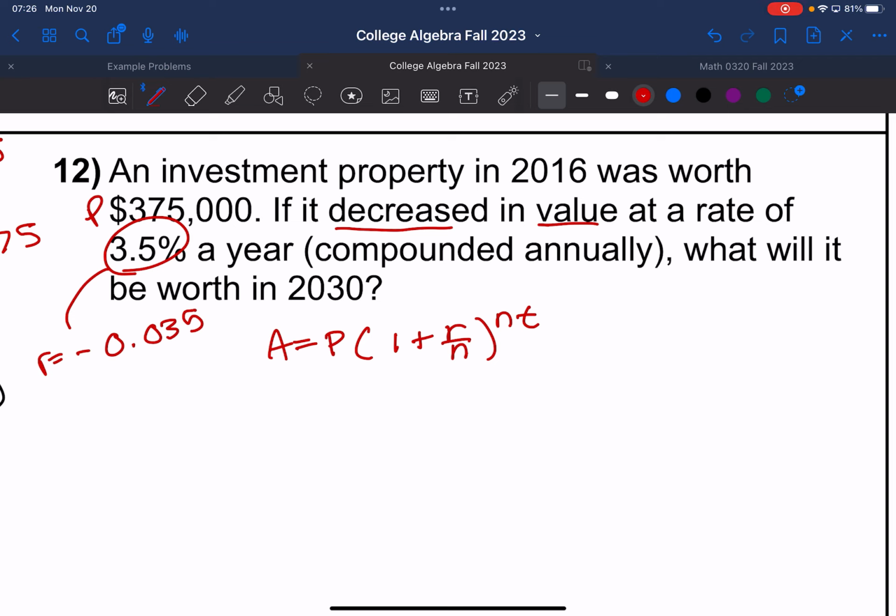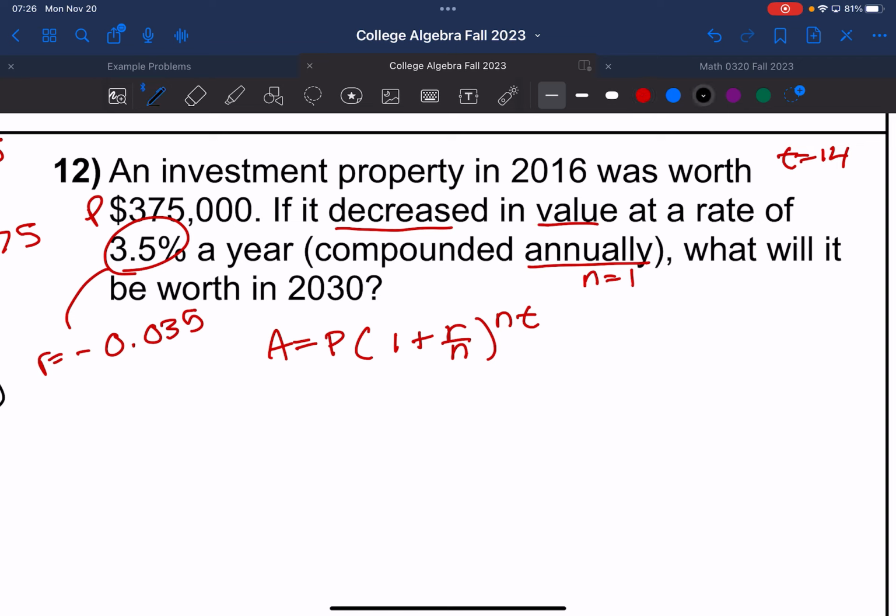And then what would be our time? 14 years, because we started at 2016, we're ending at 2030. So our T value is 14 years. There's 14 years between 2016 and 2030. Okay, and then lastly, what is our N value? Good, our N value is 1 because it says compounded annually.